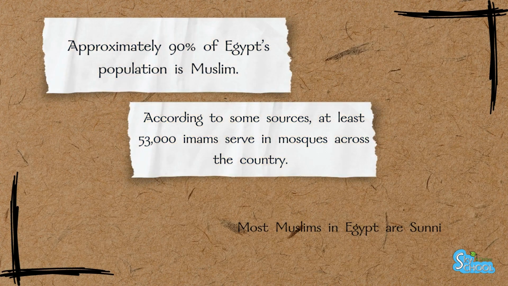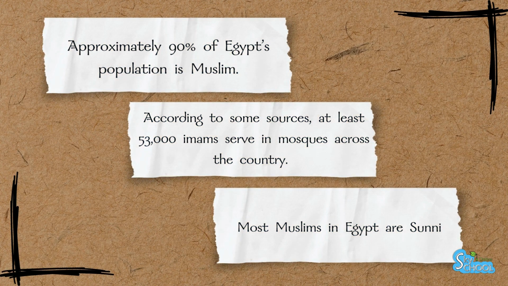And these are some facts. Fact number 1, approximately 90% of Egypt's population is Muslim. Fact number 2, according to some sources, at least 53,000 imams serve in mosques across the country. Fact number 3, most Muslims in Egypt are Sunni.